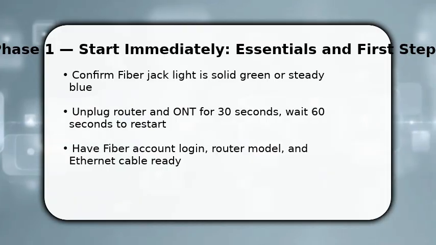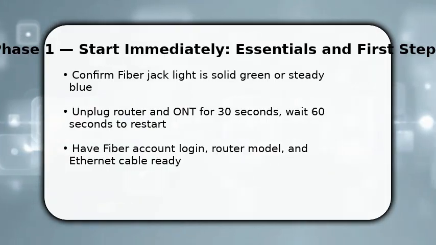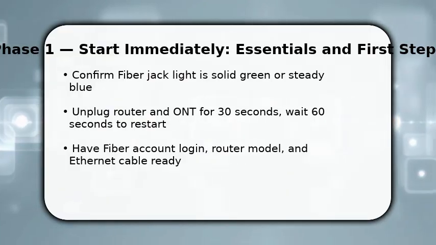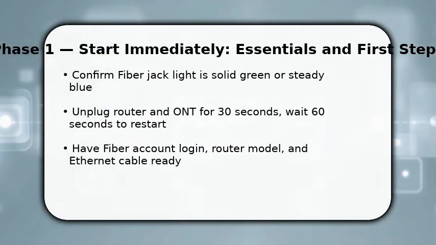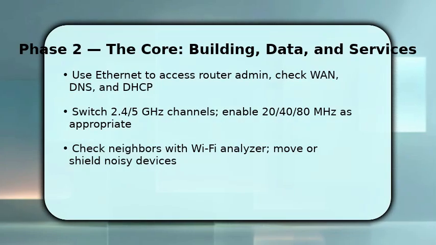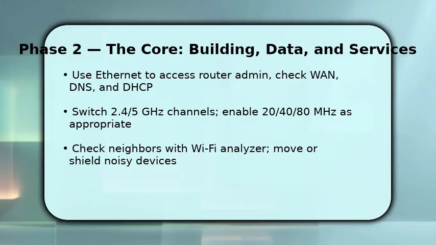Once done, connect a laptop via Ethernet to bypass Wi-Fi for diagnostics, so you can log into the router interface and verify WAN status immediately. With wired access, open the router admin panel to inspect WAN, DNS, and DHCP leases. Make changes deliberately and save one at a time.